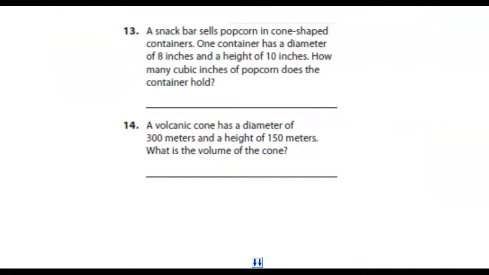Okay, a snack bar sells popcorn in cone-shaped containers. One container has a diameter of 8 inches and a height of 10 inches. How many cubic inches of popcorn does the container hold? You should have found that the radius is 4, the height is 10, and when you do 3.14 times 4 squared times 10 and divide the whole thing by 3, then you get 167 and 5/10 cubic inches.